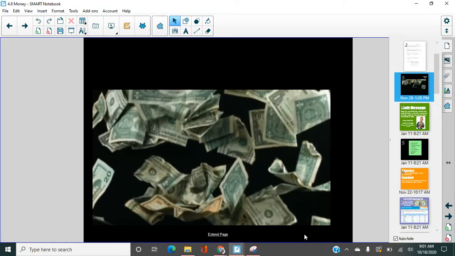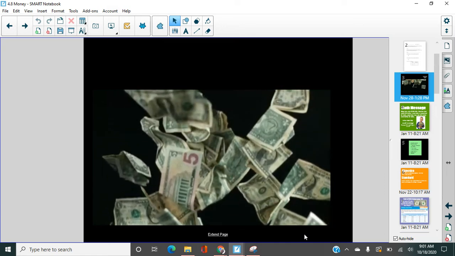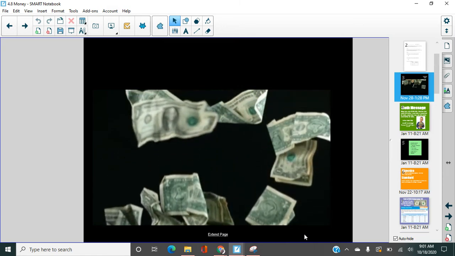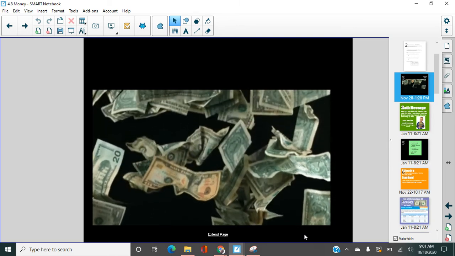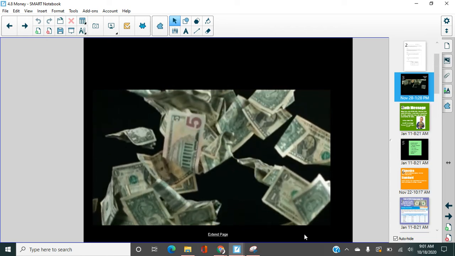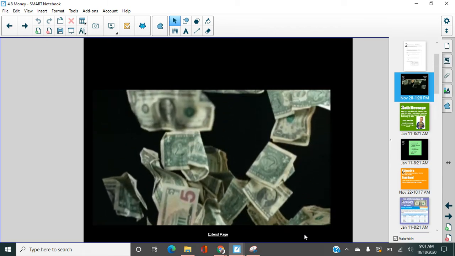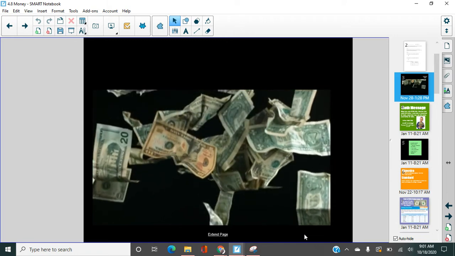Look at this money falling from the sky. Oh my goodness. Welcome, fourth graders. It is time for lesson 4.8, which is indeed about money. And so you can already see, right? This is going to be very practical to the way that we live our lives. We need to understand math in order to understand money.